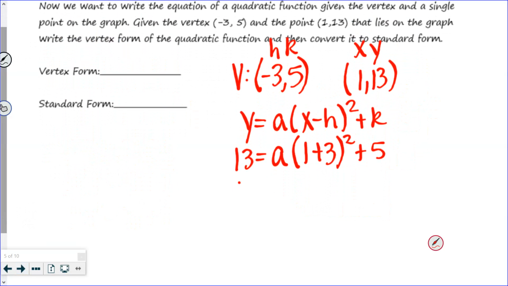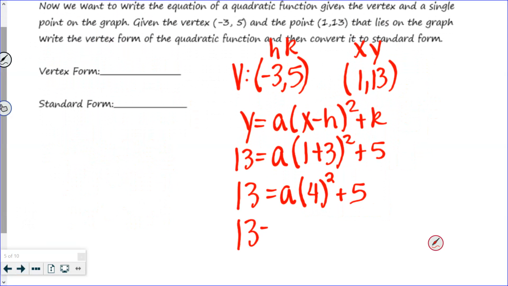All right, working inside our parentheses first. 1 plus 3 would be 4. So this is 13 is equal to a times 4 squared plus 5. Now we're going to deal with that 4 squared. 4 times 4 is 16. So this is 16a plus 5.